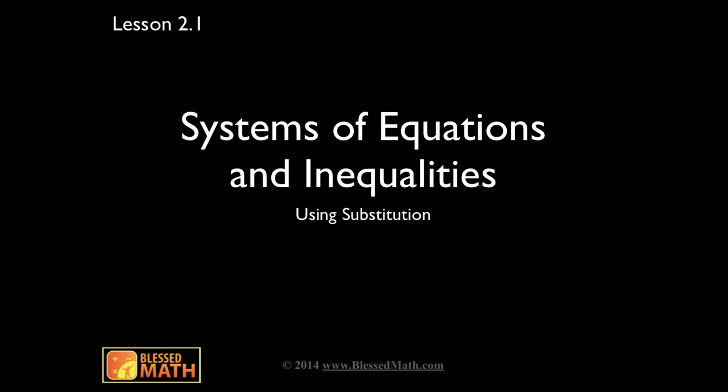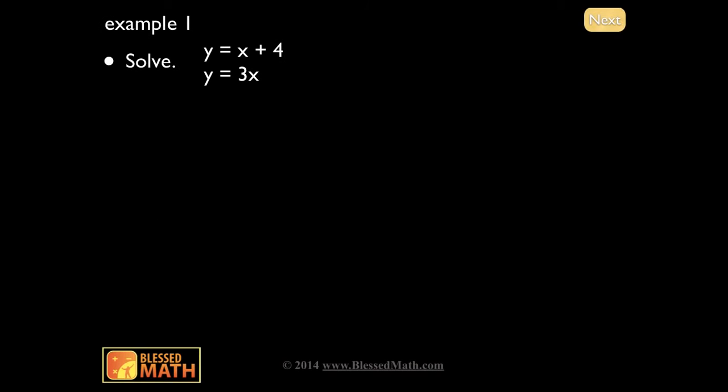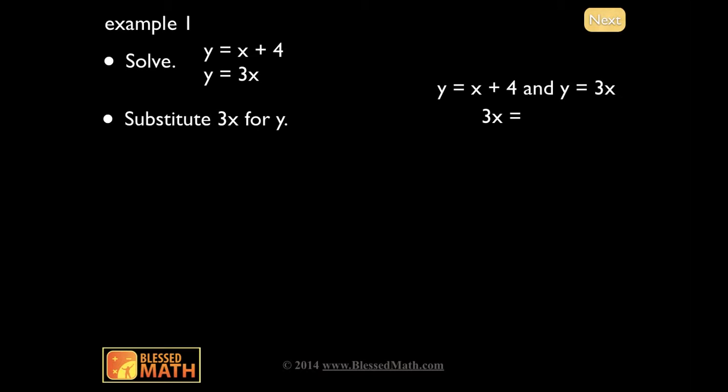All right, so the first technique that we're going to learn is substitution. So we're going to use the substitution method to solve two equations. We have y equals x plus 4 and y is equal to 3x. Whenever we have y being equal to x plus 4 and y being 3x, specifically telling us what y is, two things, we're going to set those two things equal to each other. So I'm just going to say 3x is equal to x plus 4.